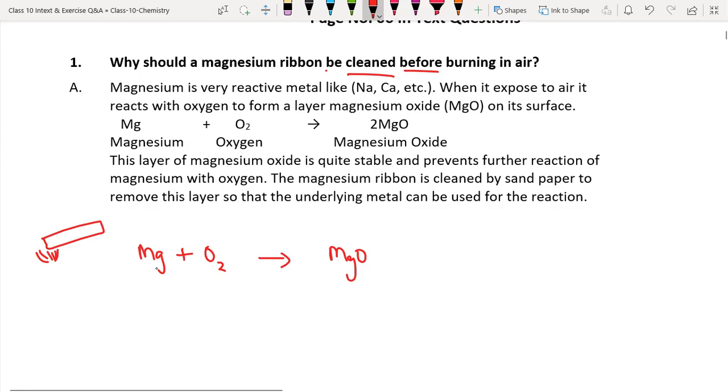And while coming to balancing the equation, reactant side you have one magnesium, product side you have one magnesium, balanced. Reactant side you have two oxygens, and here there is only one oxygen. To balance it you have to place 2 in front of MgO, then 2 is applicable for Mg as well as O. Now magnesium has become 2, so you have to place 2 in front of this magnesium. Now 2 Mg plus O2 gives 2 MgO, which is the balanced chemical equation.